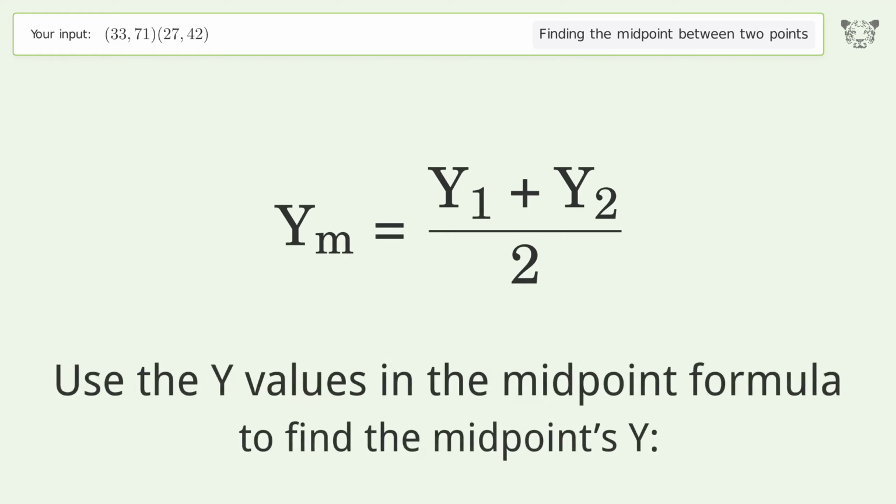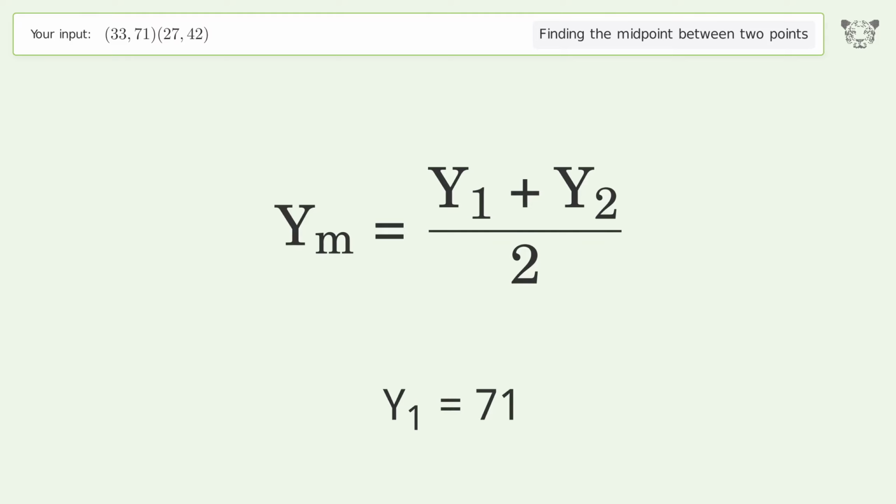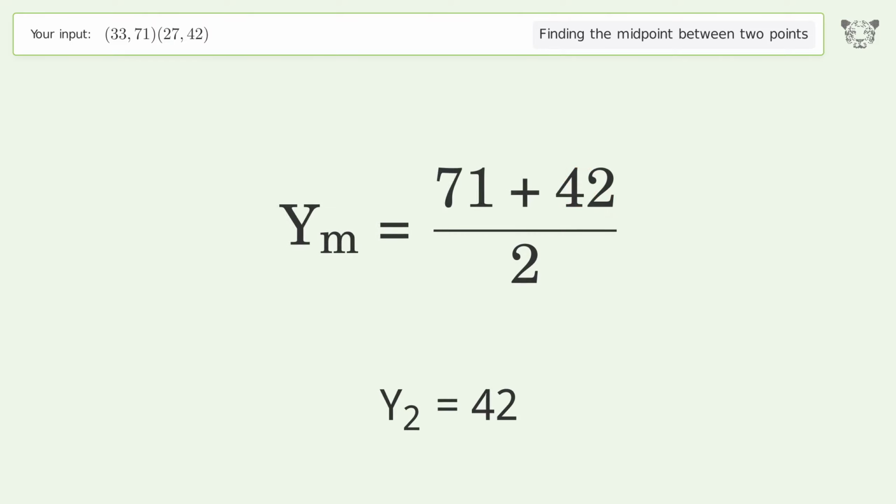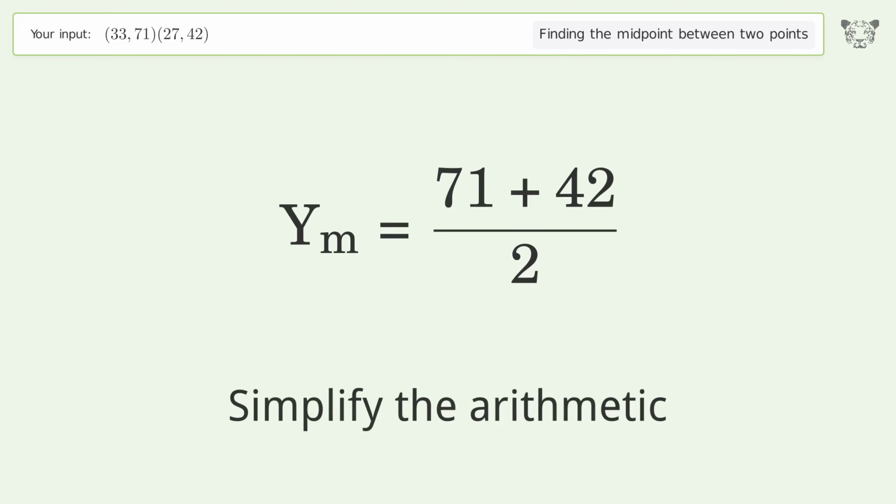Use the y values in the midpoint formula to find the midpoint's y. y1 equals 71. y2 equals 42. Simplify the arithmetic.